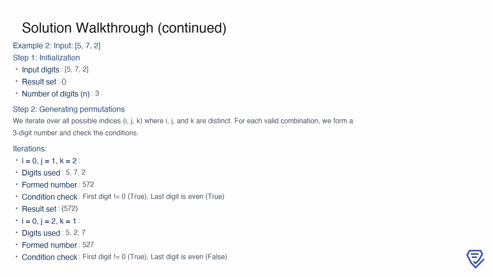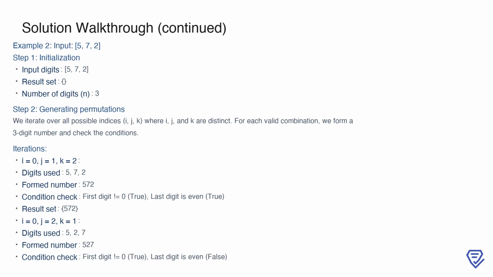In the second example, the input digits are 5, 7, 2. As before, we initialize an empty result set and note that the number of digits, n, is 3. We then generate permutations by iterating over all distinct index combinations. For the combination where i equals 0, j equals 1, and k equals 2, the digits used are 5, 7, and 2, forming the number 572. Checking the conditions, the first digit is not 0, and the last digit is even, so 572 is added to the result set.